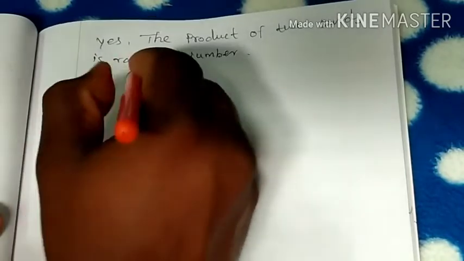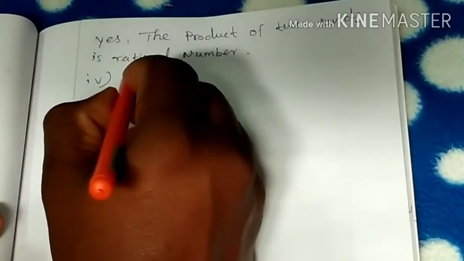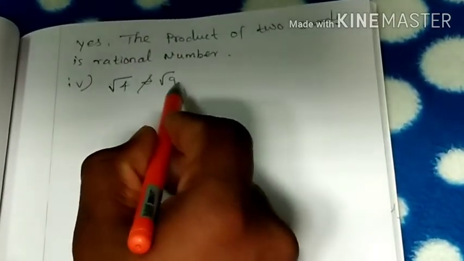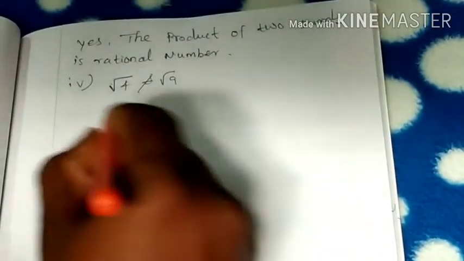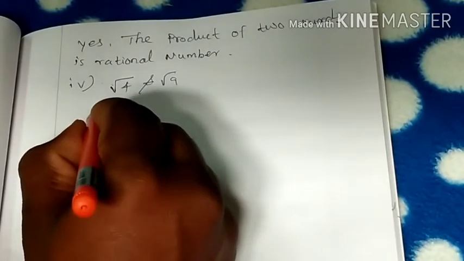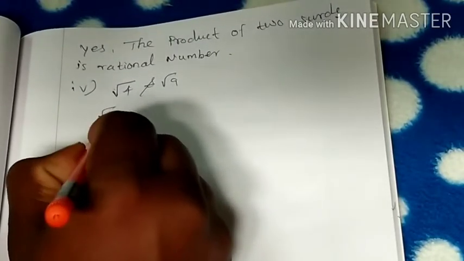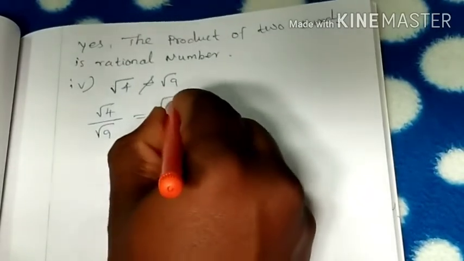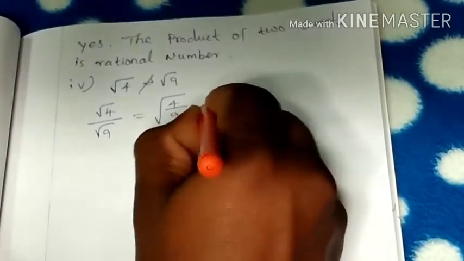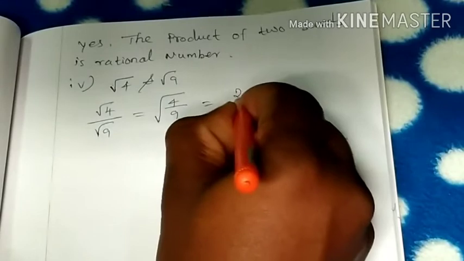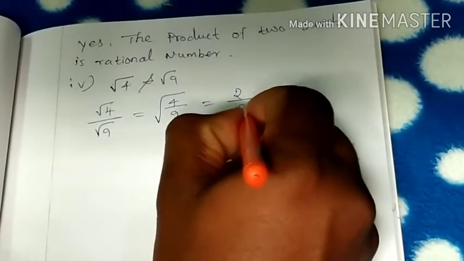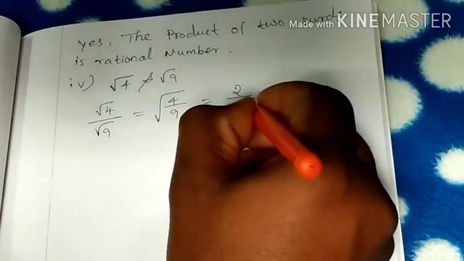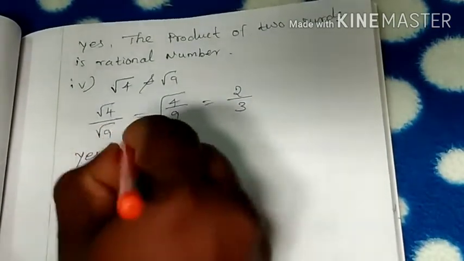The fourth one, we want to check the quotient of two surds is a rational number. Now consider root 4 and root 9. So the quotient of two surds. Root 4 divided by root 9 is equal to root of 4 by 9, which is root 4 value is 2 and root 9 value is 3. So 2 by 3 is the rational format, p by q form. So your answer is yes.